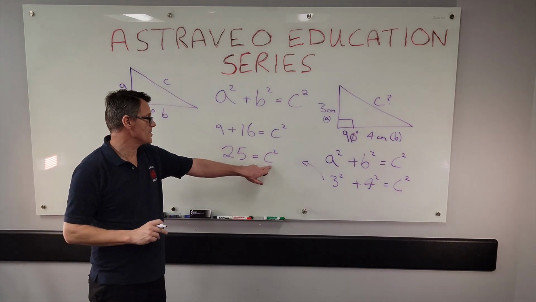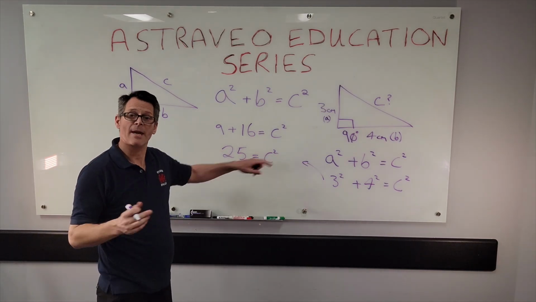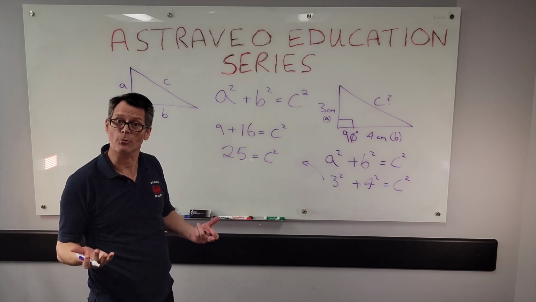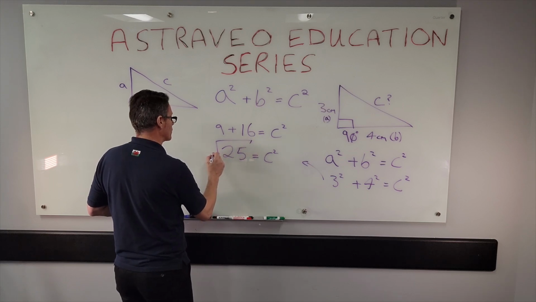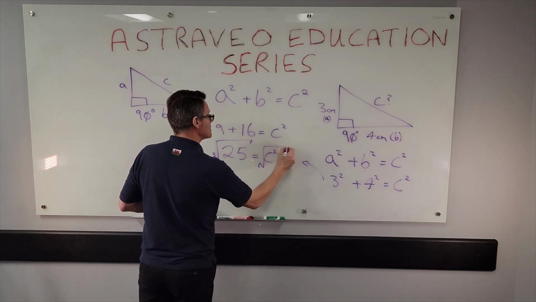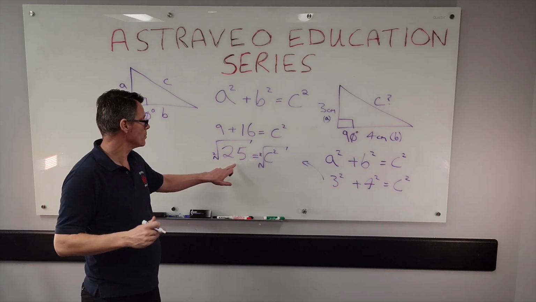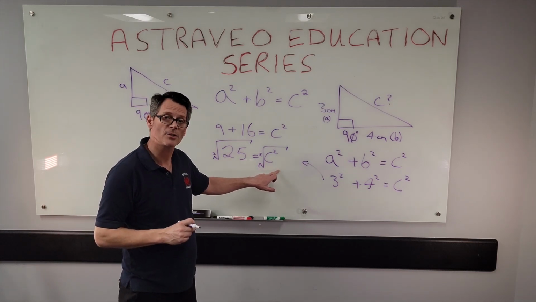Now, we want C, not C squared. It's just C times itself. The best way to get rid of a square operation in mathematics is to take the square root. We depict it by this funny looking symbol here, with a little 2, on both sides. Remember, if you have an equal sign, what you do to one side of the equation, you have to do to the other side of the equation.